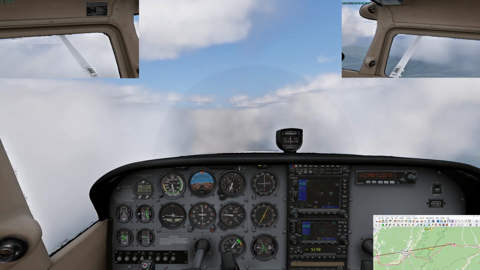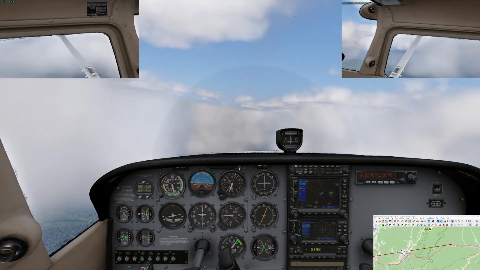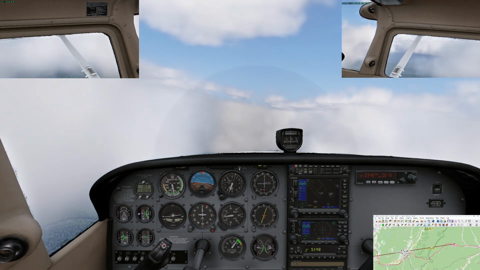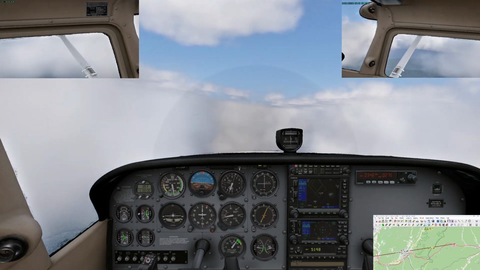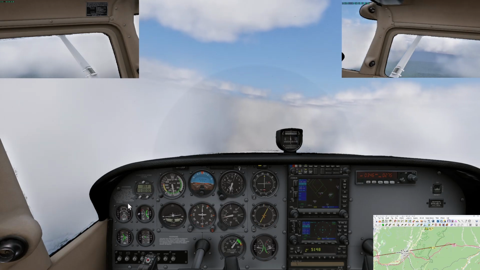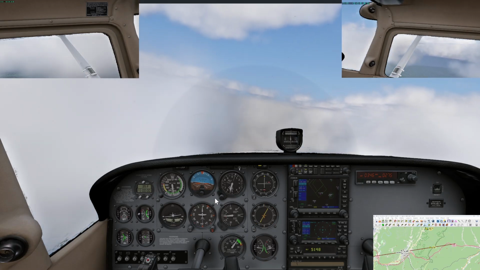Let's look at something. I'm just going to pause this here. There's our heading of 060. That's our magnetic heading. What's our relative bearing to the station? 30 degrees.